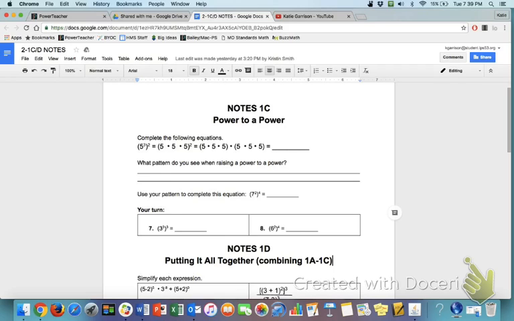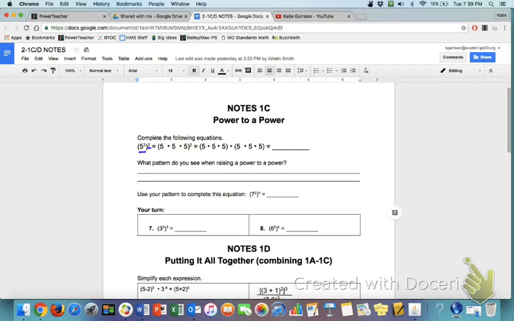When we say the words power to a power, what we mean is this first 5 to the third, that is a power because it has an exponent on it. And then we're raising it to another power because it has another exponent on it. So you would pronounce this 5 to the third squared, or 5 cubed squared. So it's a power raised to another power.